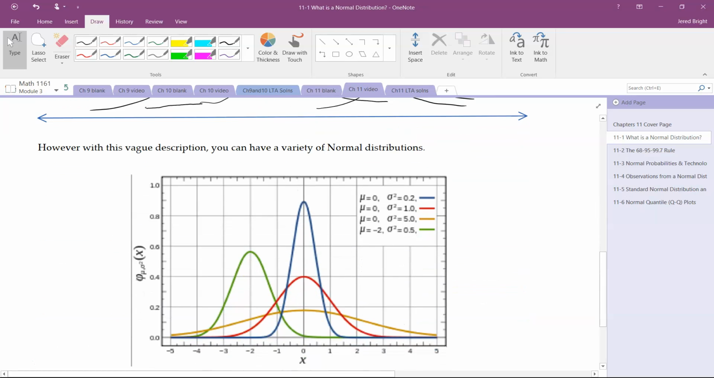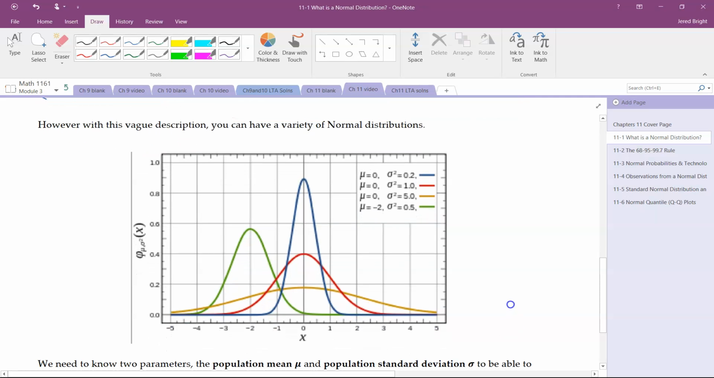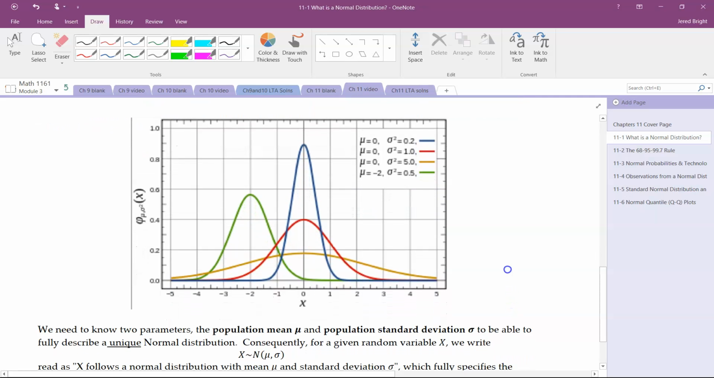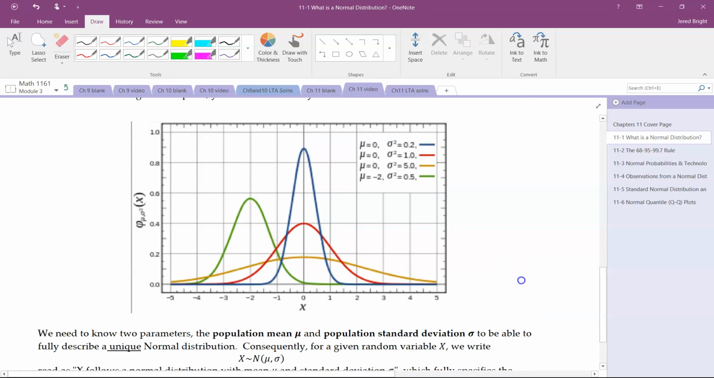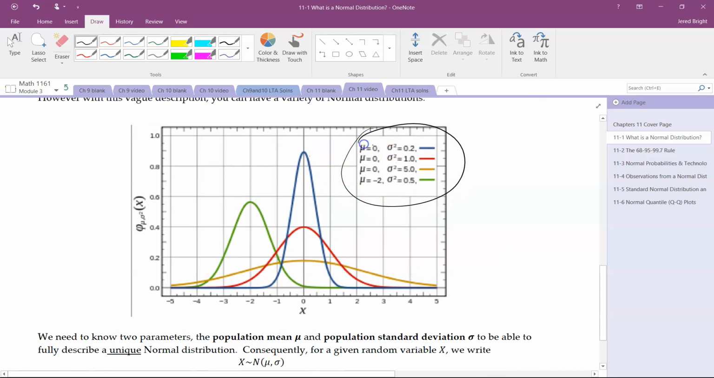So we can have many different normal distributions, right? And here you can see different colors representing the different normal distributions. The only thing though is that most often we don't want many different normal distributions in context. We need a specific normal distribution. And for that reason, when we are working with a specific normal distribution, we need to specify two parameters, as you can see up here in the legend.